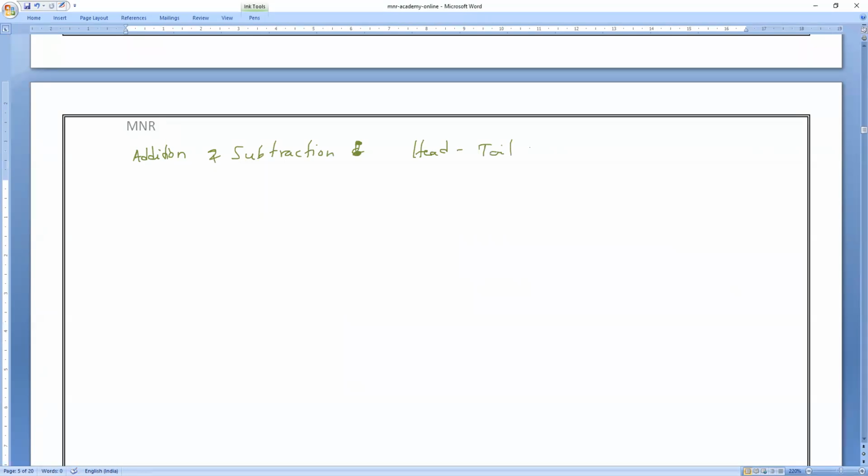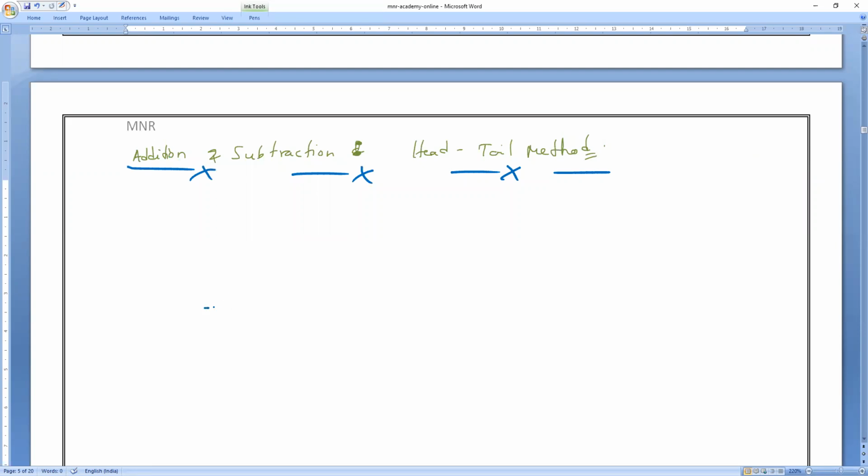What is the method name, everybody? We are going to follow the head and tail method. Okay, so this is addition and subtraction. Let us discuss. This is the main thing in our class today. So all of you observe very carefully.